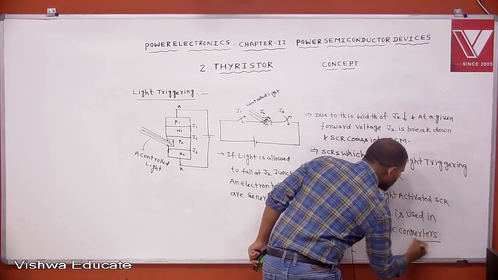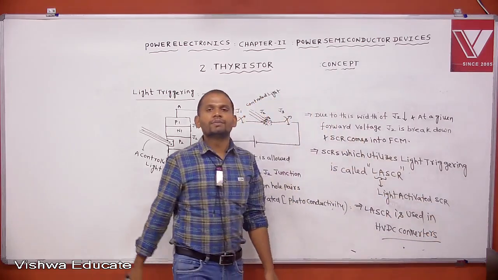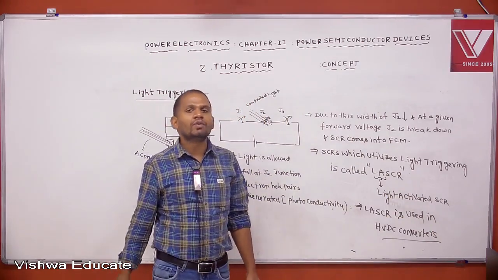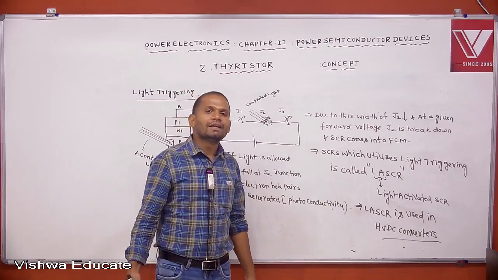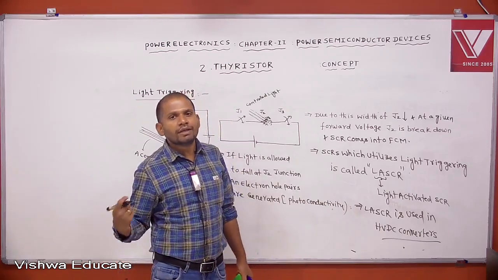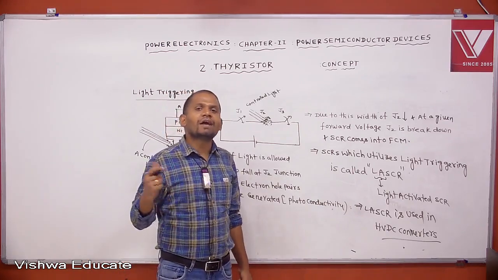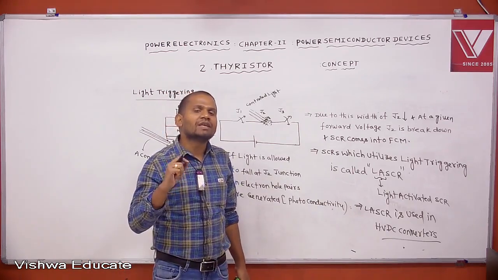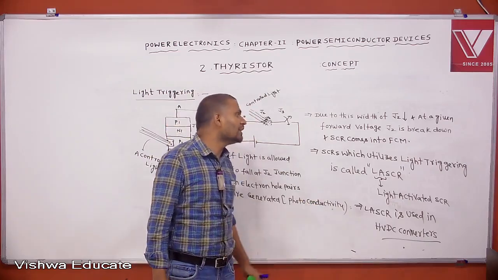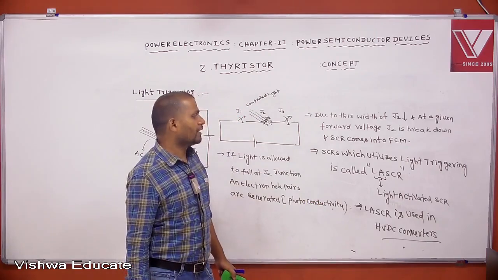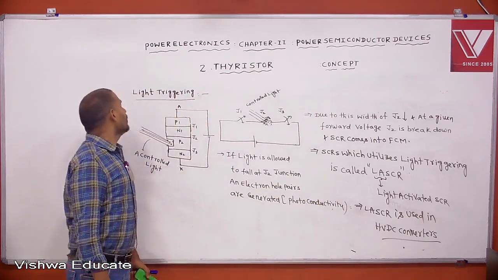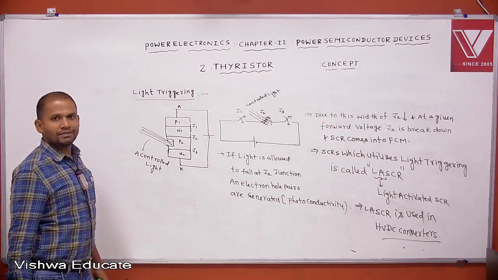We know that in HVDC transmission, at the sending end and receiving end, we are using converters. At the sending end we use a rectifier, and at the receiving end we use an inverter. In rectifiers or inverters, what type of SCRs do we prefer? LASCRs, that is, light activated silicon controlled rectifiers are preferable. This is about the light triggering method.